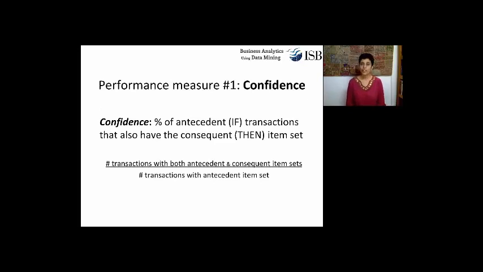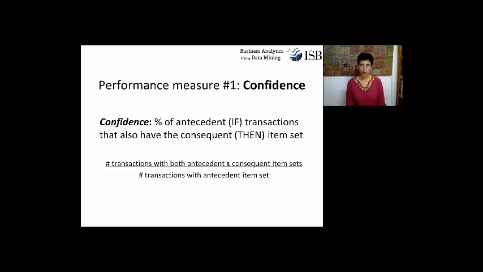The first measure is called confidence. And if support was simply the proportion of items in the whole database, whether it's a single item or a pair of items or a set of items, in confidence we're looking at a conditional probability. Here we are distinguishing between the antecedent and the consequent. The confidence is defined as the percent of antecedent transactions that also have the consequent item set.